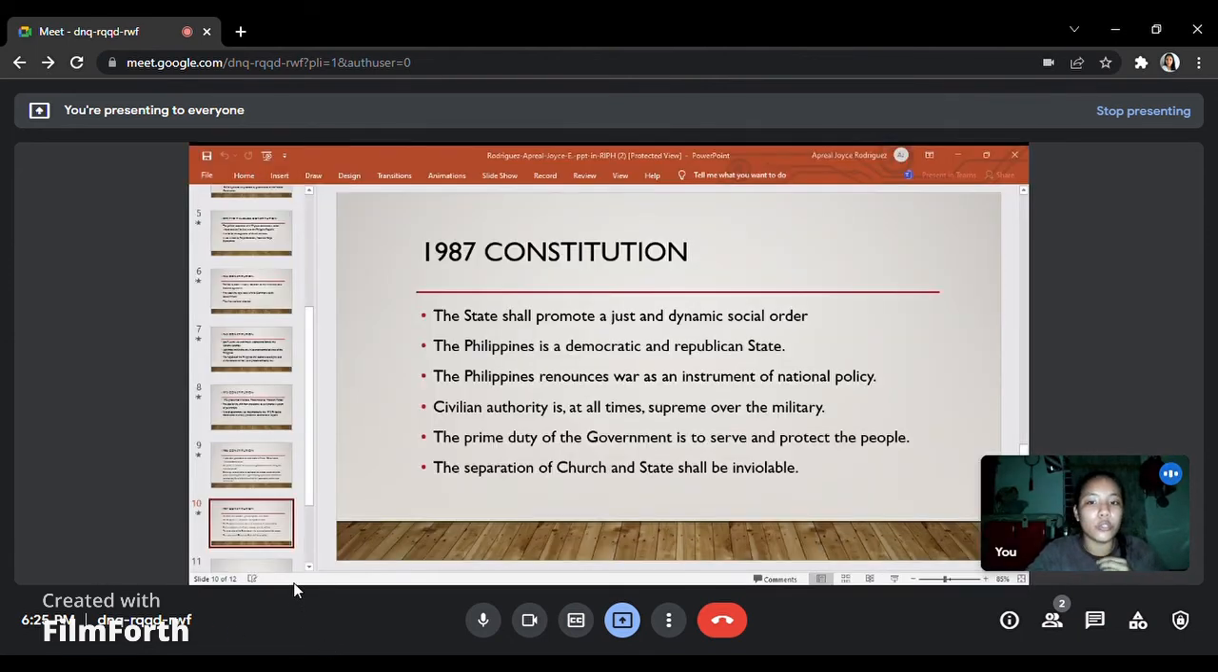1987 Constitution. The state shall promote a just and dynamic social order that will ensure the prosperity and independence of the nation and free the people from poverty through policies that provide adequate social services, promote full employment, a rising standard of living, and an improved quality of life for all.